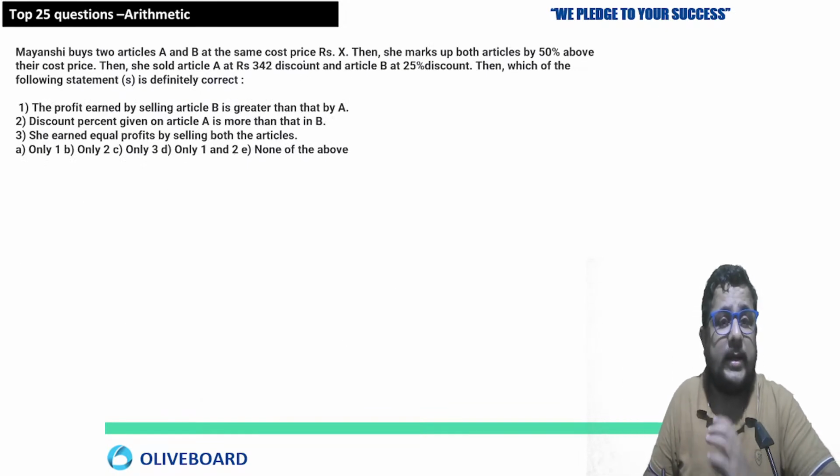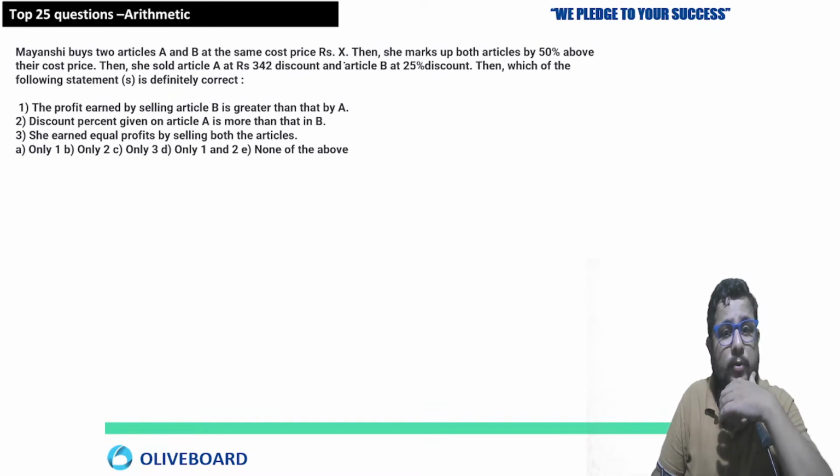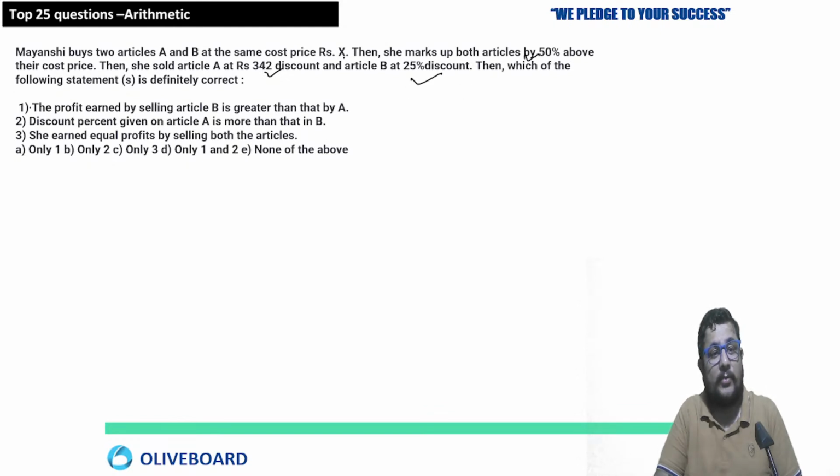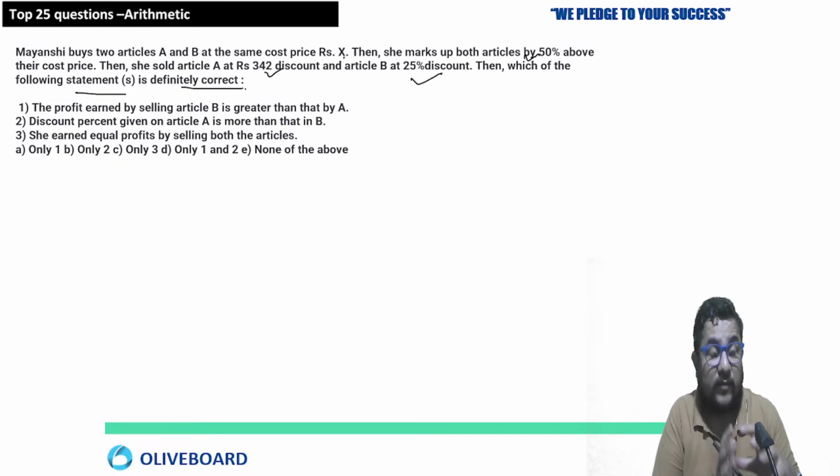Mayanshi buys two articles A and B at the same cost price of rupees X. Then she marks up both articles by 50% above their cost price. Then she sold article A at rupees 342 and article B at 25% discount. Then which of the following statements is definitely correct? So again, statement verification, which is one of the most important parts where you can score more.